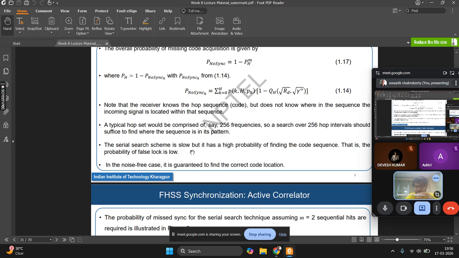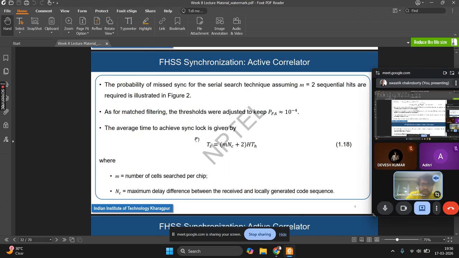but the parallel code is fast. So it is a matter of priorities, whether you want accuracy or you want low latency. Based on that, you will choose one. If you want low latency, you will go with the matched filter, and if you want high reliability, you will go with the serial acquisition.